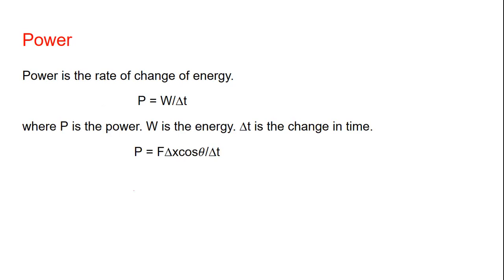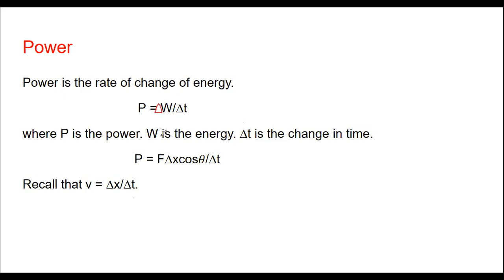So P is equal to F delta x cos theta divided by delta T. I just used the definition for work. All right. And also recall that v is equal to delta x divided by delta T. But before we go any further, I just wanted to say that the power is delta W over delta T. Okay, so there's a typo here. I should have put a delta here, and here we have a delta.